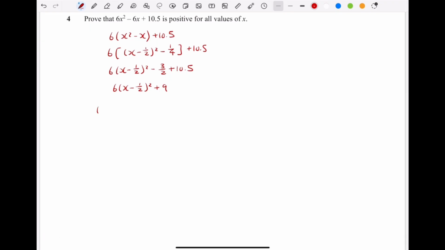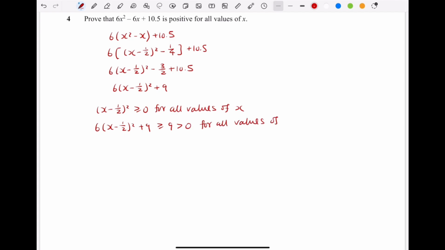Now because we know anything squared is going to be greater than or equal to 0 for all values of x, no matter whether x is positive or negative, by squaring it, we'll have a positive value. Now 6 lots of positive value plus 9 will give us anything that is greater than or equal to 9, which is positive for all values of x. Therefore, we have proved this statement.